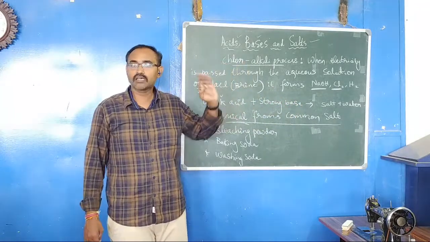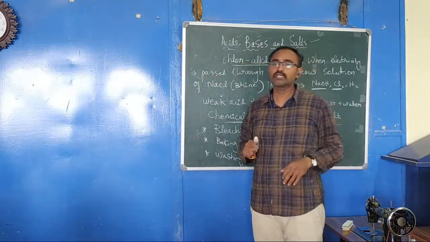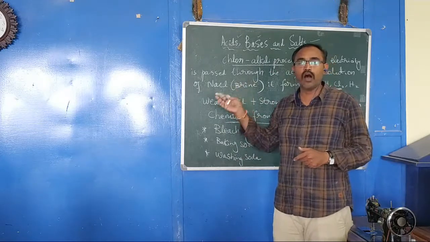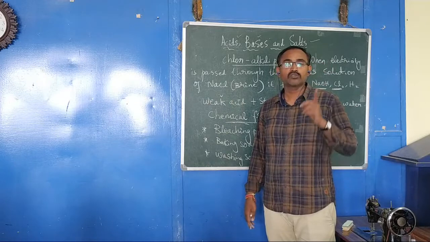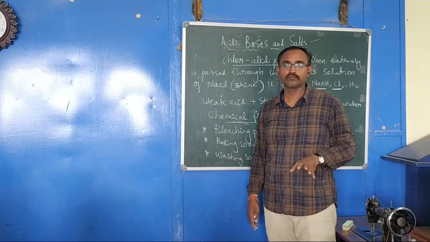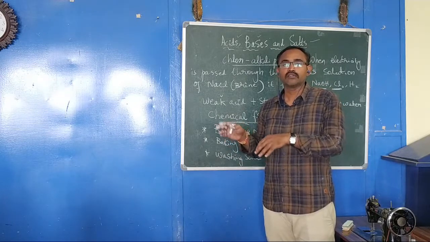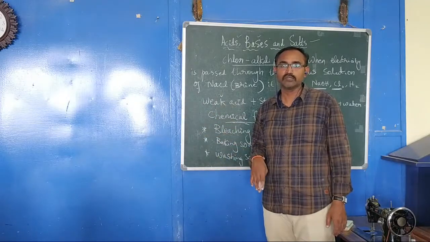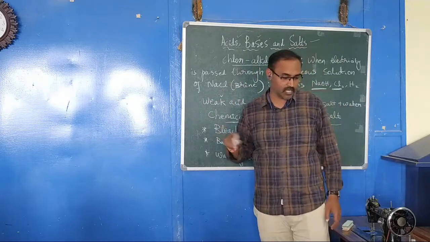What is chlor-alkali process? When electricity is passed through the aqueous solution of sodium chloride, the products formed are sodium hydroxide, chlorine and hydrogen. Here sodium hydroxide is the alkali along with chlorine that is formed. So the process itself is called chlor-alkali process.